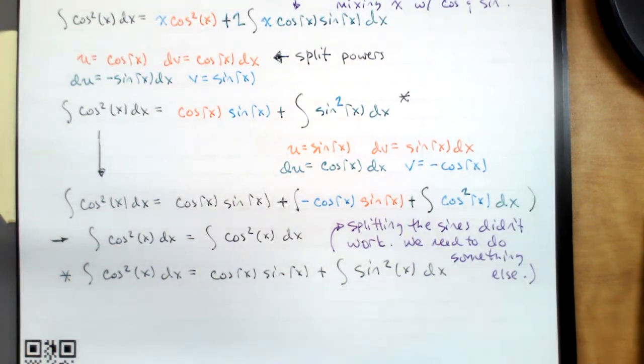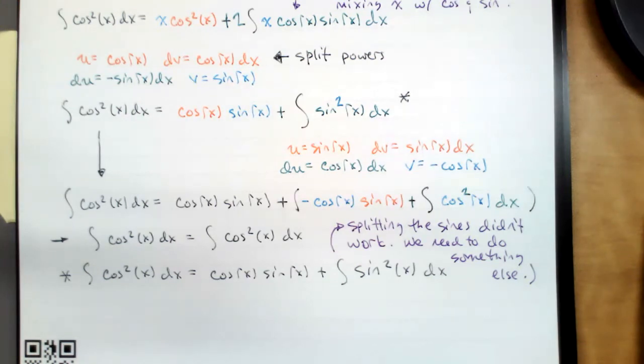Splitting the signs didn't work. We need to do something else. As usual, the most important thing to attempt is something. Notice that we're looking for something else to do, and we're also looking at trig functions. If you're looking for something else to do, and you're looking at trig functions, the first drawer you open is the trig identities drawer. I go, well, what we haven't done yet is smack this with some identities. And that's exactly what we're going to do now.